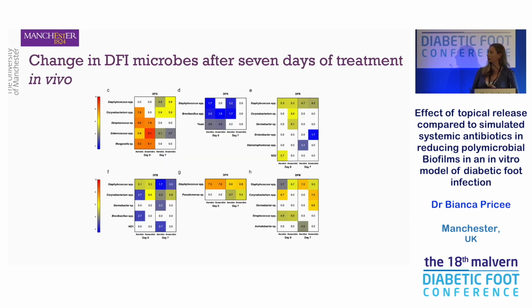So this is a heat map to show the changes in the bacteria that we found for each subject. Each of these boxes corresponds to each of 6 subjects. And what we can see is the red is high concentrations of bacteria and the blue is lower concentrations.